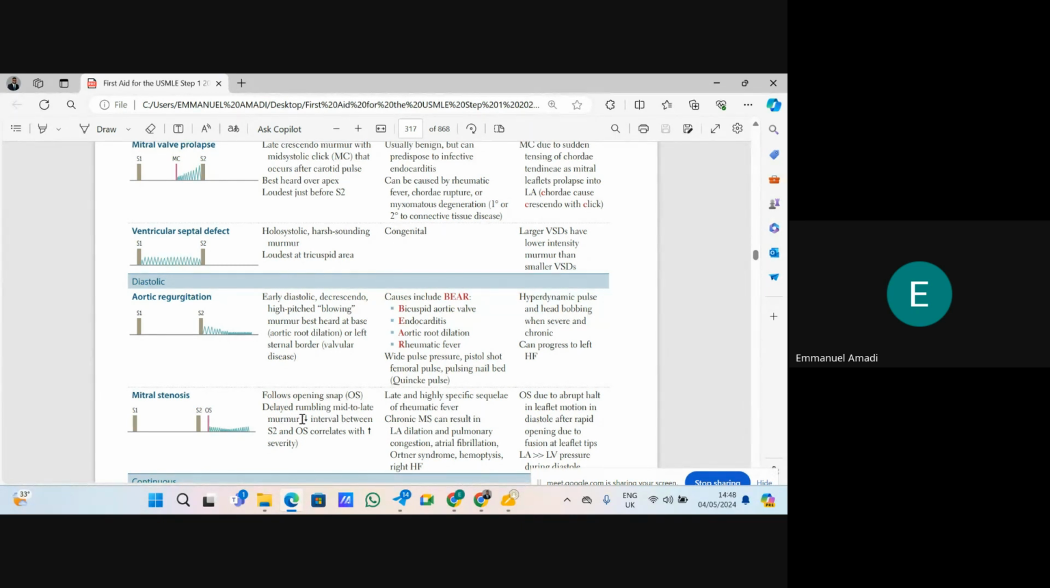The pulse is really, really banging. It's like a pistol shot. That is what they call it, the pistol shot pulse. Now, the pressure of this pulse can be so much that because of that increased pulse pressure, the person will be nodding their head unconsciously or involuntarily. That is what we call head bobbing.